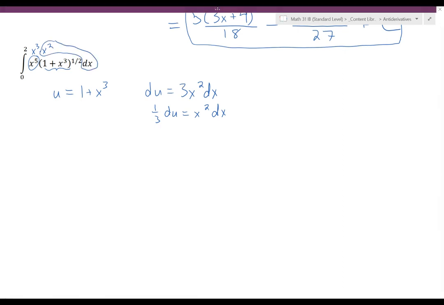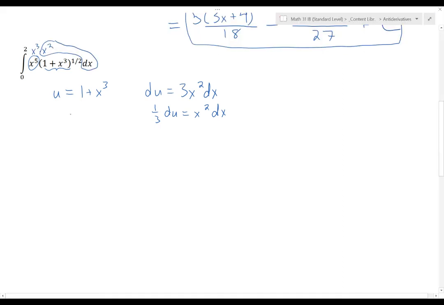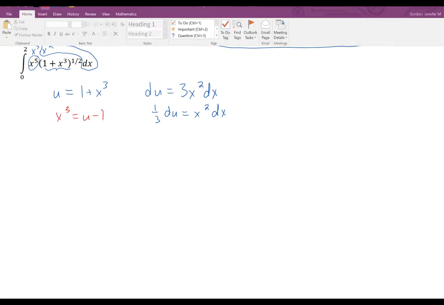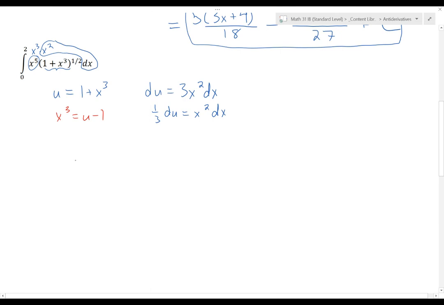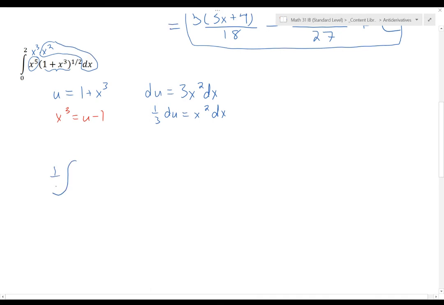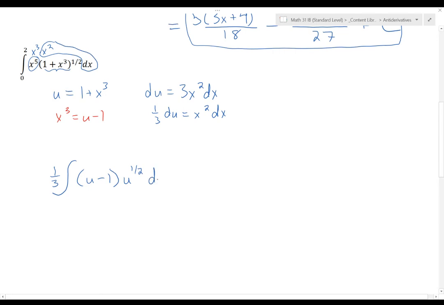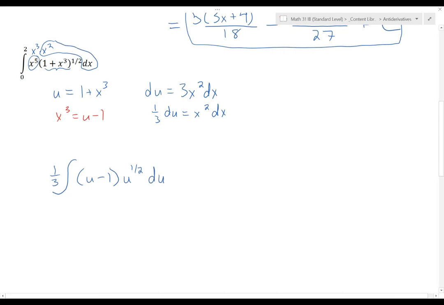This is actually x cubed times x squared. So I can use this x squared with the dx. And I have an extra x cubed. But I can replace that extra x cubed because x cubed is equal to u minus 1. So now what I have is the integral of, okay, so I've got a 1/3 coefficient out front. I've got u minus 1 replacing the x cubed. I've got u to the power of 1/2 replacing the 1 plus x cubed to the power of 1/2.